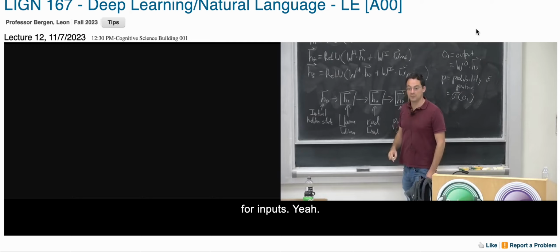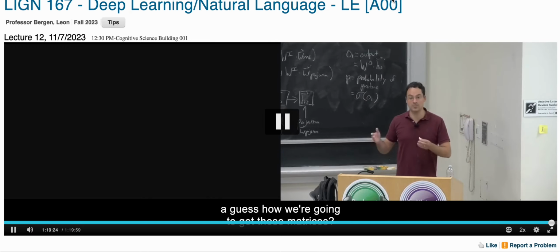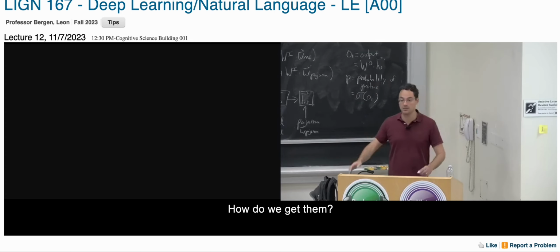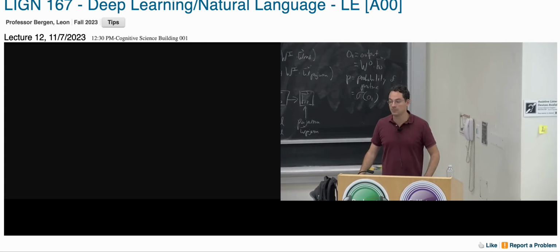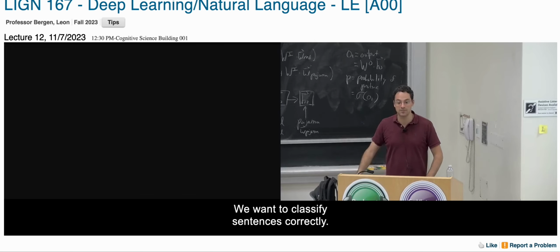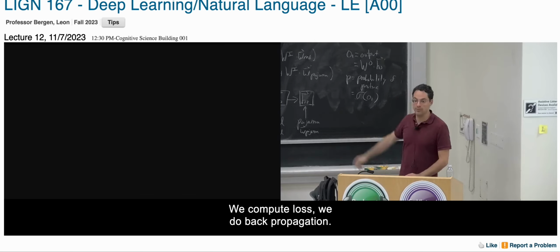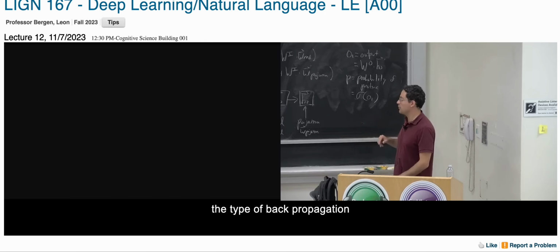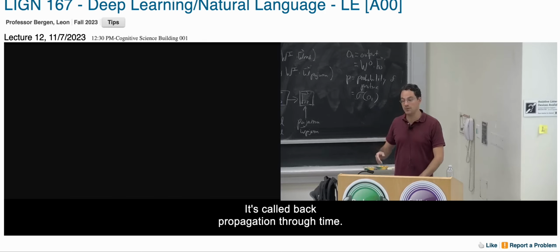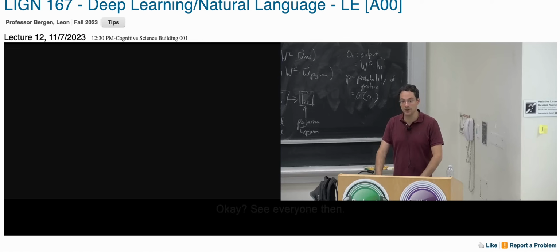Yes, WI for input. Can you take a guess how we're going to get these matrices? Where do these W's come from? How do we get them? Yeah, backpropagation. We have a loss function. We want to classify sentences correctly. We compute a loss. We do backpropagation. And because this is an RNN, the type of backpropagation that we do is a little bit different. It's called backpropagation through time. I think we're going to learn about that next time. Okay. See everyone then.